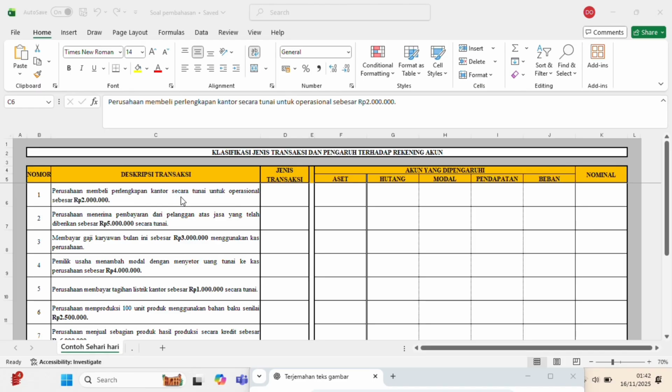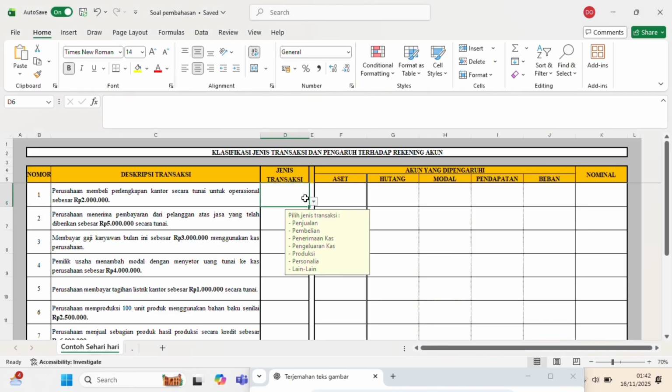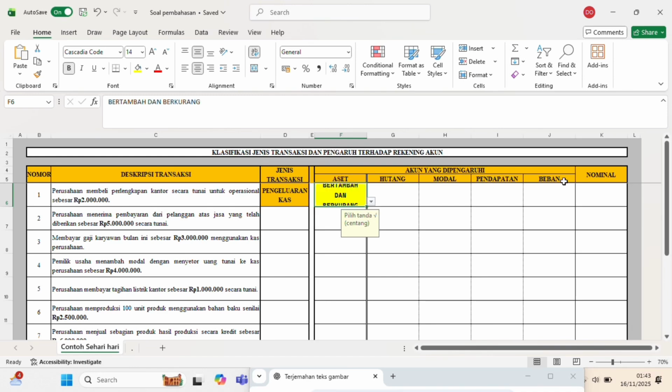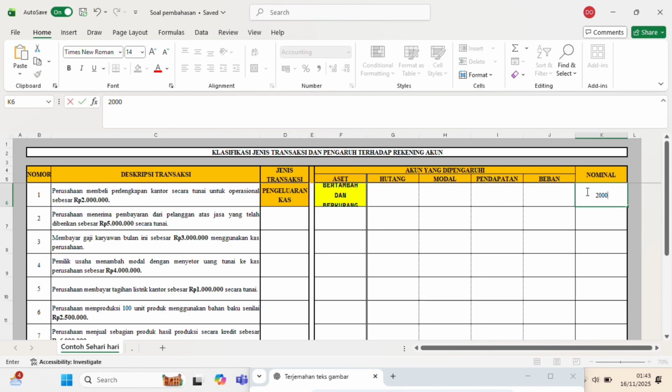Number 1. The company purchased office supplies in cash for operational needs amounting to 2 million. This type of transaction is classified as a cash outflow because the company purchased supplies using cash. The accounts affected are cash, an asset, decreases, and office supplies, an asset, increases. So one asset increases and another asset decreases, amount 2 million.